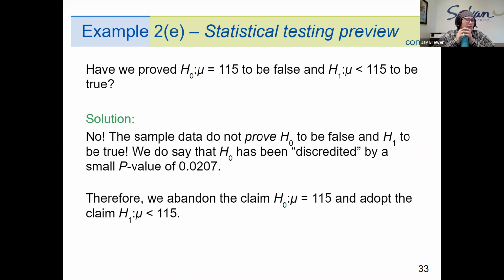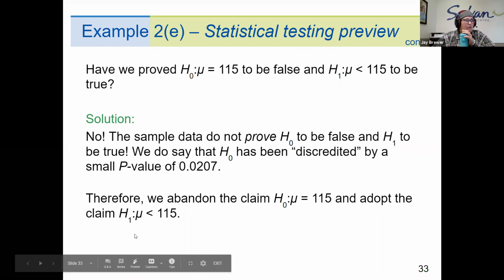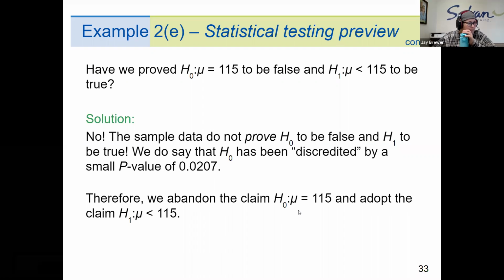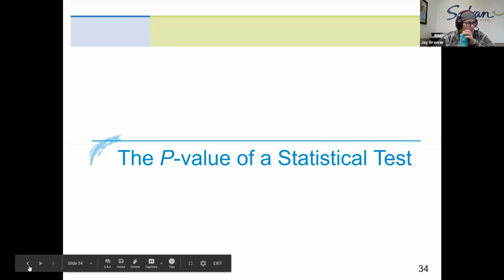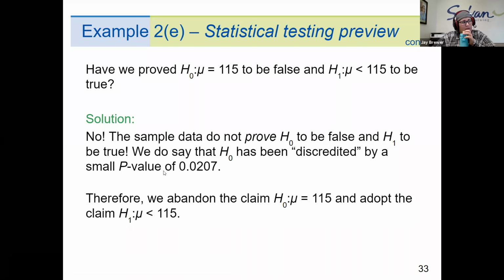No, the sample data does not prove. I don't know who wrote this. Obviously, there's some English errors. The sample data does not prove that the null hypothesis is false and that the alternative is true. We do say that H sub 0 has been discredited by a small p-value. Therefore, we abandon the claim and adopt the following. Okay. Right. This is very important here. This p-value, you will be asked it over and over and over again.